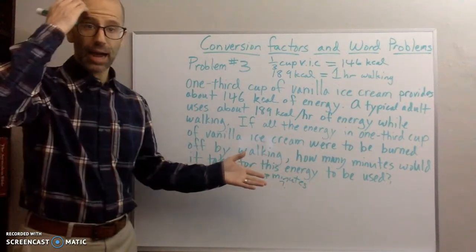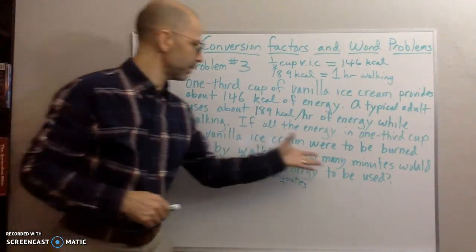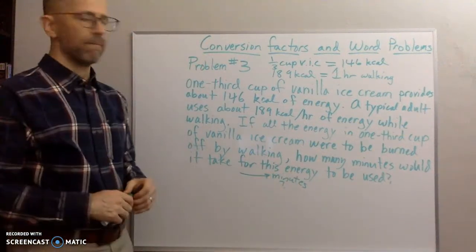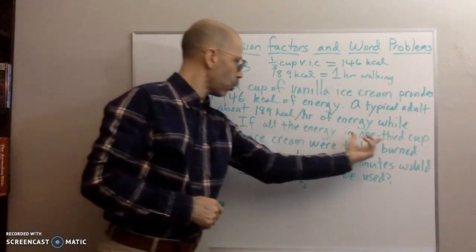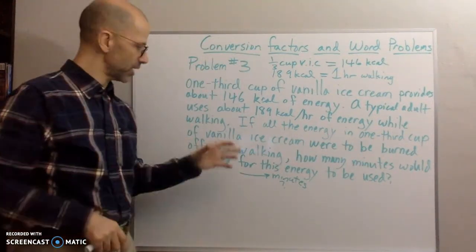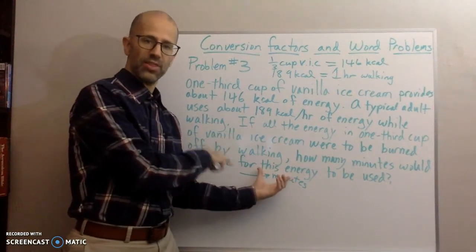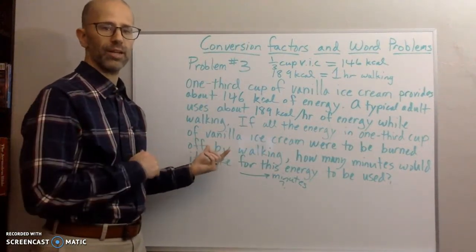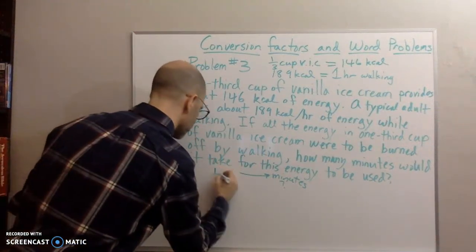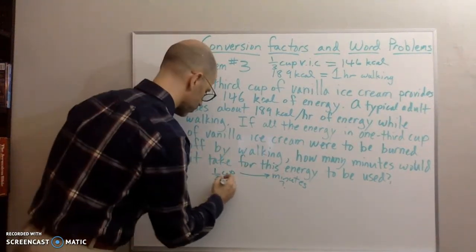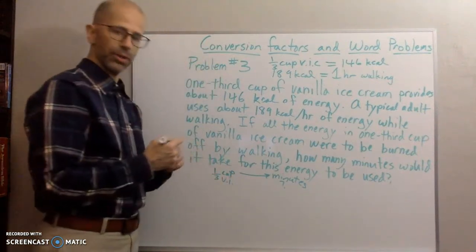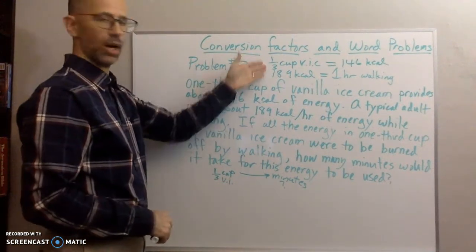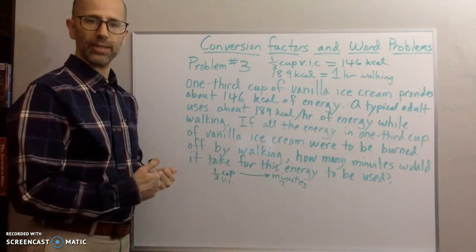And we keep reading to figure out where we start. So how many minutes would it take for this energy to be used? This energy, what is the energy? The energy in 1/3 cup. Okay, this one's a little bit trickier because they're saying this energy and you have to figure out what the this is talking about. The this is if all of the energy in 1/3 cup of vanilla ice cream. So the 1/3 cup of vanilla ice cream is where we need to begin. Okay, so now we know where to begin. We know where we need to end. We have a couple of equalities for conversion factors. So let's get into this.